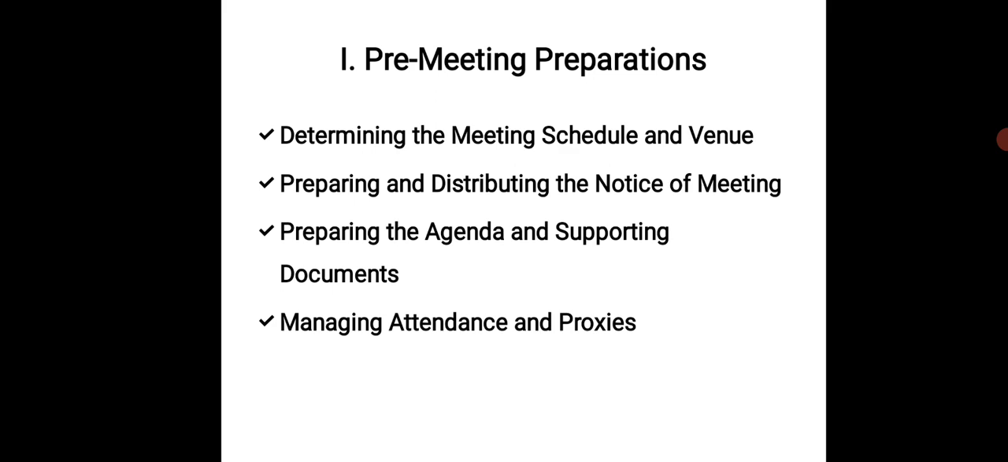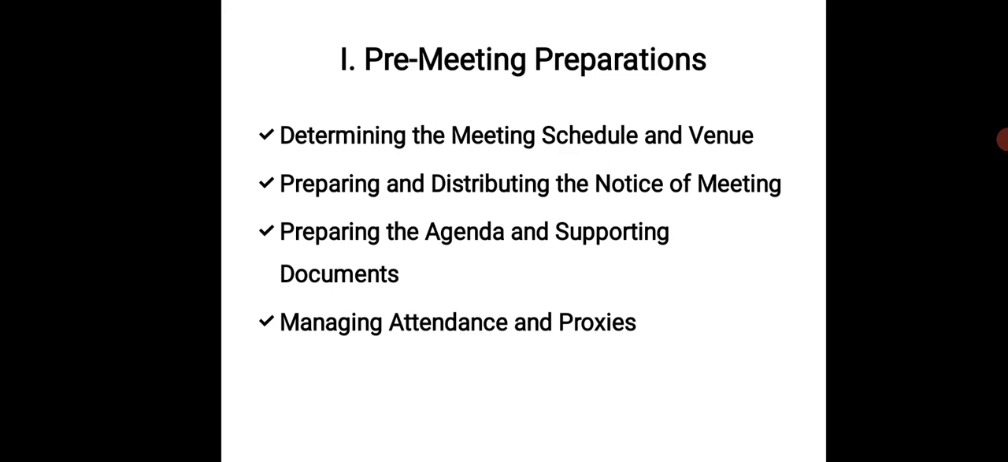The secretarial work begins well before the actual meeting date. This phase is crucial for ensuring a smooth and productive meeting. First, the secretary has to determine the meeting schedule and venue. The secretary, in consultation with the chairperson or relevant committee, determines the date, time, and frequency of the statutory meeting. Then, selecting an appropriate venue is essential. The venue should be accessible, comfortable, and equipped with necessary facilities.